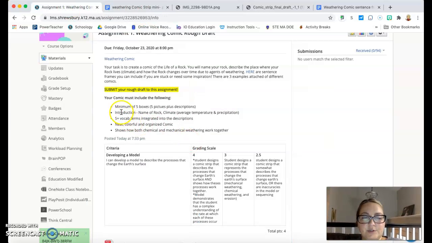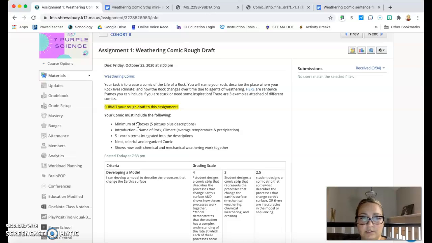You need to have an introduction, so tell us the name of your rock and the climate. You might want to include where your rock lives. Then you want to have 5 or more vocab terms. Your comic should be neat, colorful, and organized, and show how both chemical and mechanical weathering work together.